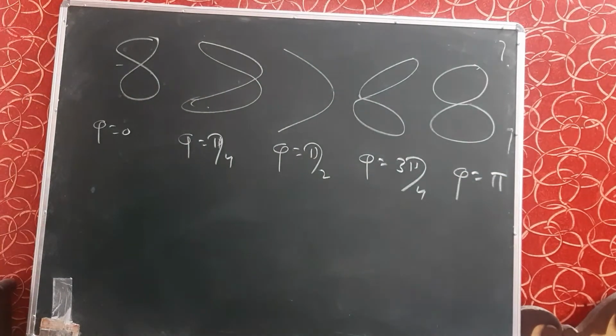So these types of shapes are obtained on putting different values of φ, and these figures are basically called Lissajous figures.